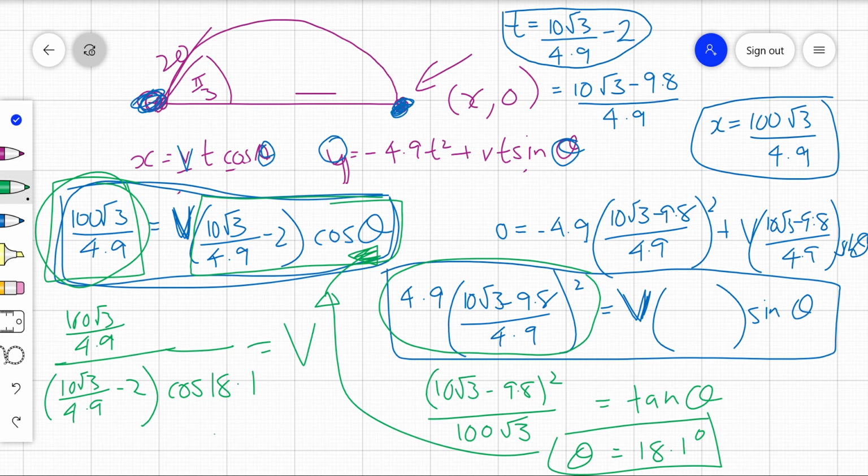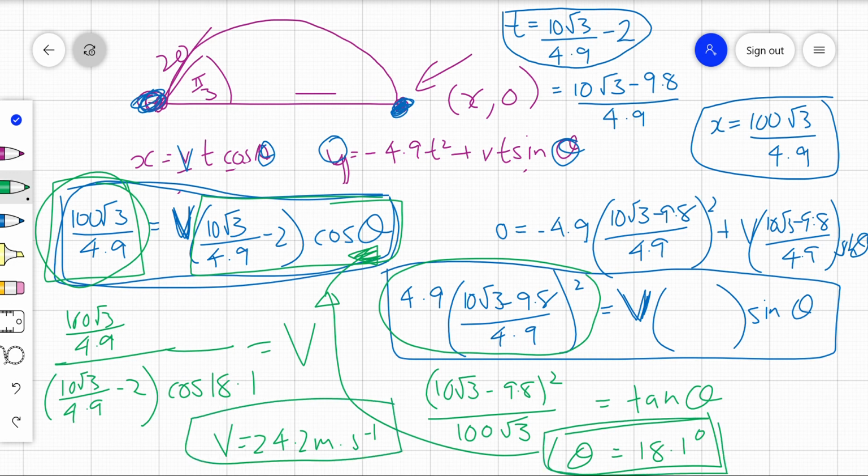And our velocity should be 24.2 meters per second. That's also to 1 decimal place. All right, hopefully that helped. So we were looking for the initial angle of projection and the initial velocity for that second particle.